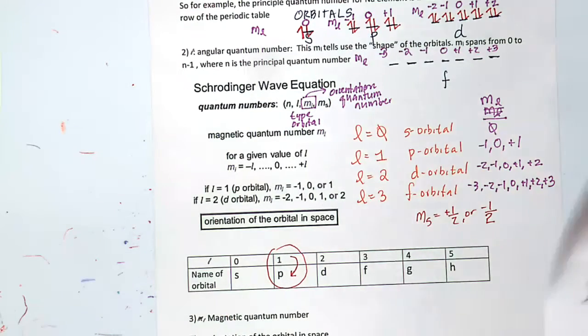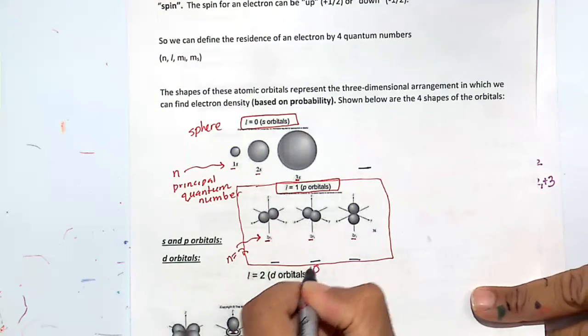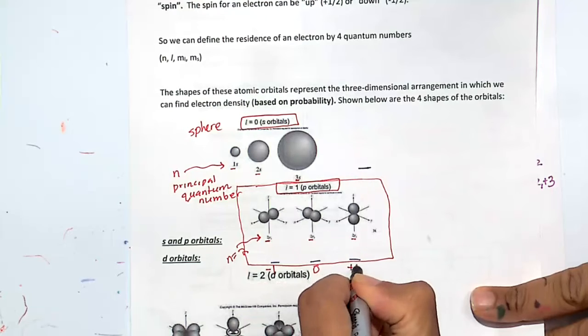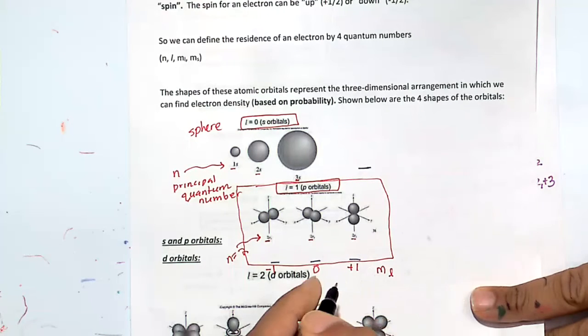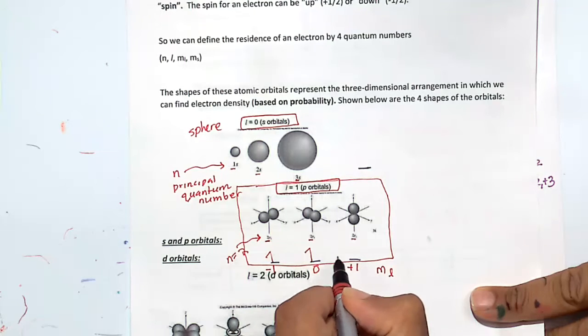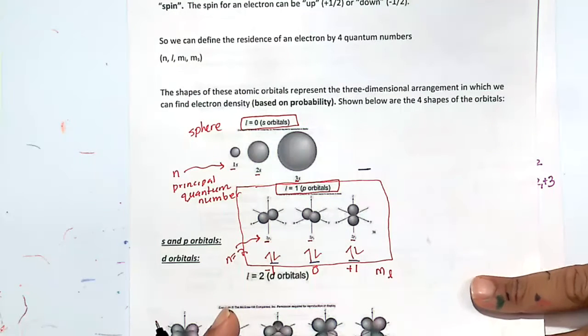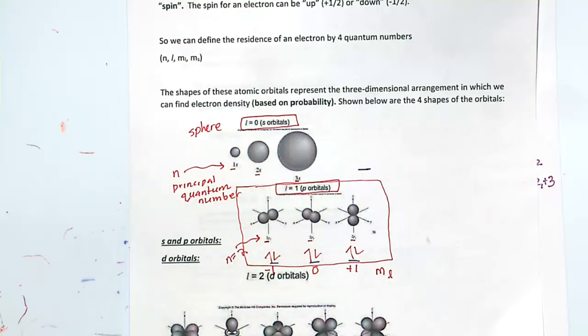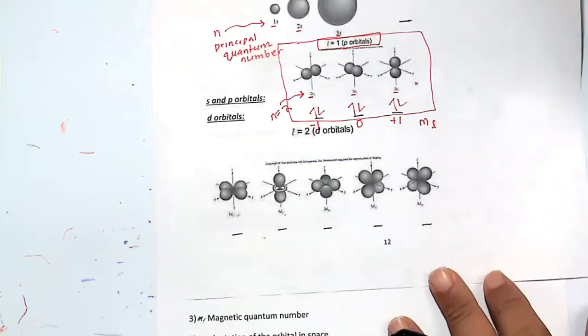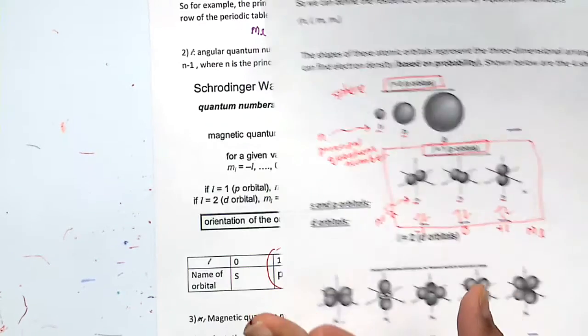Now within that p orbital, it can go in the 0 slot, the -1 slot, or the +1 slot. That's m sub L. And then within that, it goes spin up, spin up, spin up, spin down, spin down, spin down. Let's do an example.